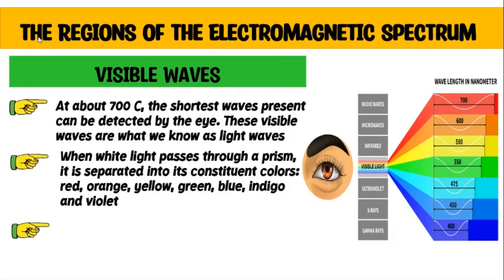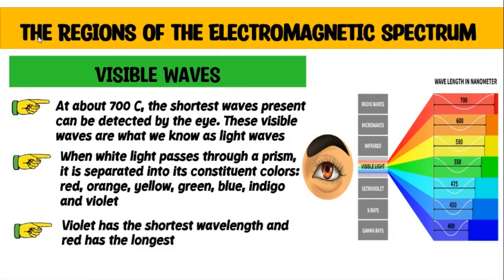Visible light makes up only a small portion of the entire electromagnetic spectrum. When white light passes through a prism, it is separated into its constituent colors: red, orange, yellow, green, blue, indigo, and violet. Violet has the shortest wavelength and red has the longest. There are no sharp boundaries separating the various colors. Instead, there is a continuous blending from one color to the next.